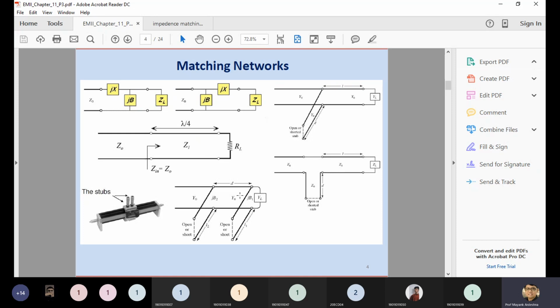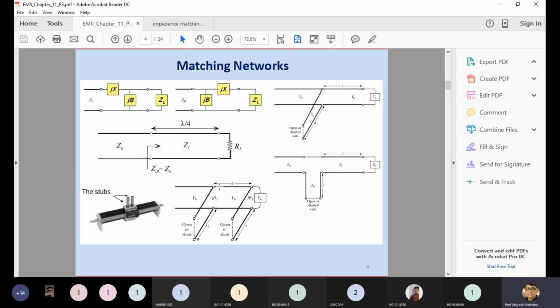Either you can choose lambda by 2, lambda by 4, lambda by 8, or lambda by 16. The distance between the two wires is fixed, anywhere from lambda by 2 up to lambda by 16. So using the double stub matching you can also find out the impedance of the stub, whatever impedance you insert, and what is the length of this particular wire.